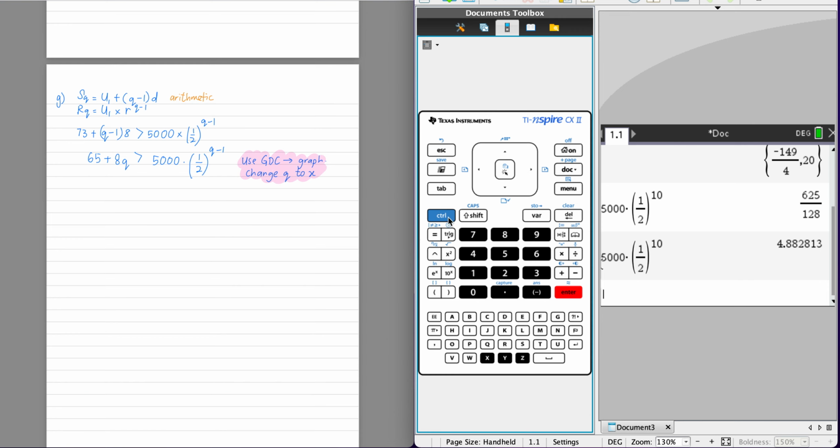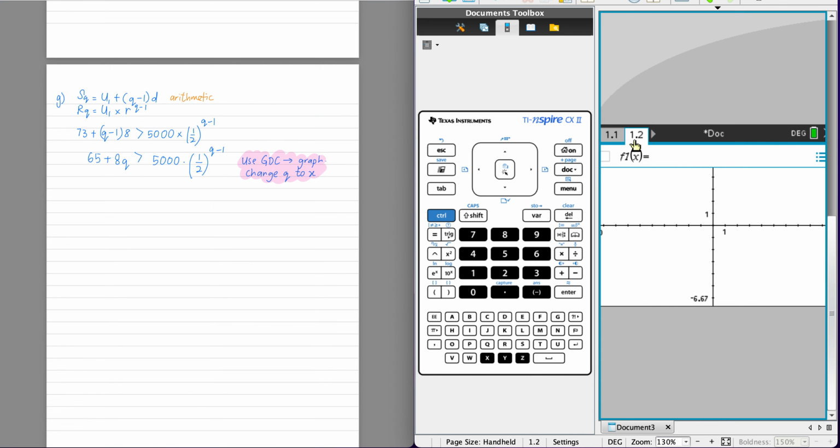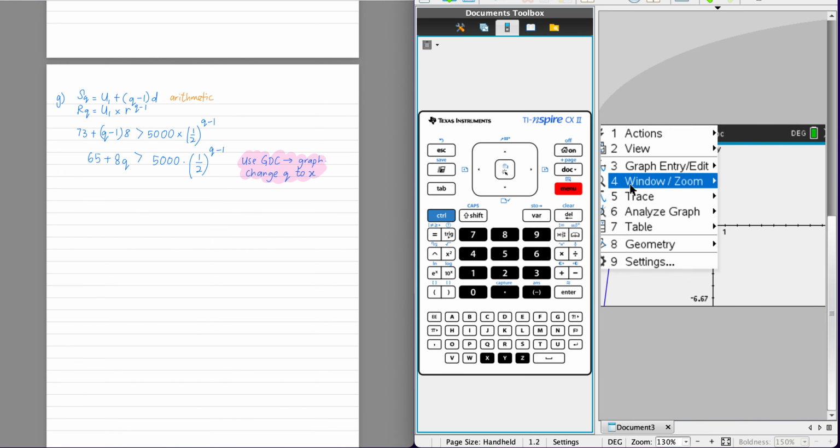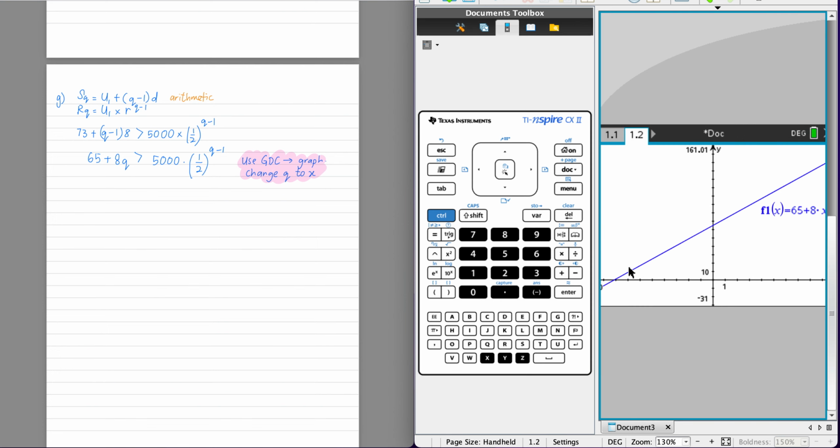So I'm going to put it in the GDC, control docs. I'm going to add page, so add graph, and it opens a new tab here. I like to use this function. Let's put 65 plus 8Q. But our x-axis here is X, so we're going to change that to X. Therefore, I get this. I can't see all of it. We can use menu, window, and then choose zoom fit. Okay, now we can see it a little bit more.